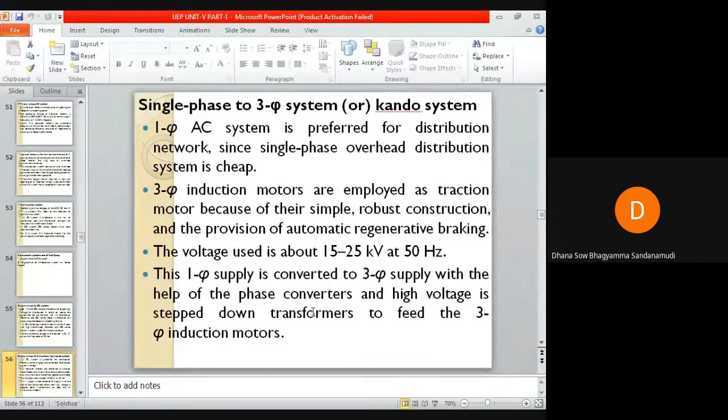The voltage used for the distribution network will be around 15 to 25 kilovolts at 50 hertz, and the single phase supply is converted to three phase supply with the help of phase converters and high voltage transformers to feed the three phase induction motors. Frequency converters are also employed to get high starting torque and to achieve better speed control with variable supply frequency.